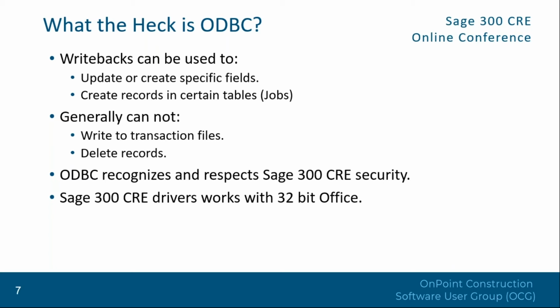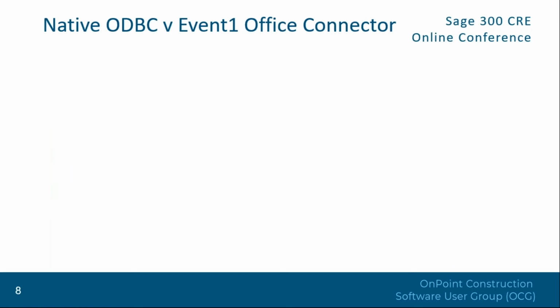So this is kind of a little breaking point. Let me compare a little bit about what we've talked about to Office Connector, and then we'll take some questions. Let's talk about the difference between ODBC and Event One Office Connector. I'm assuming most people, if they're Sage 300 users, at least know of Event One Office Connector.